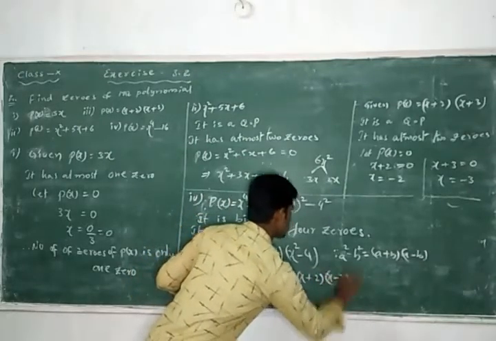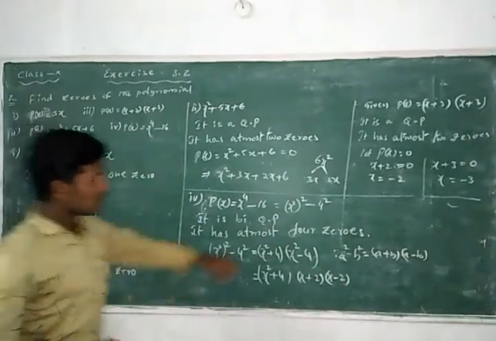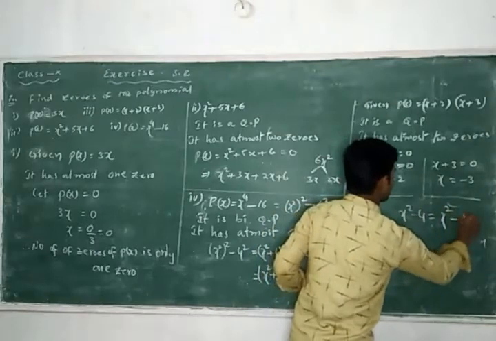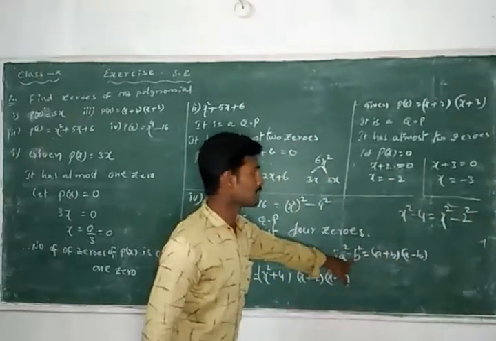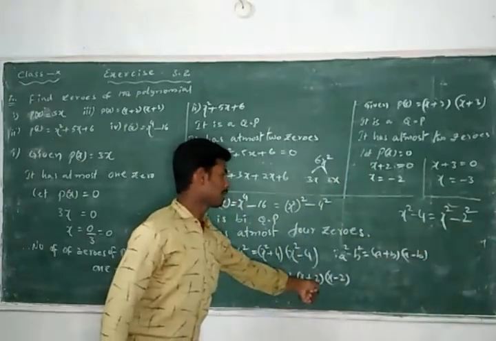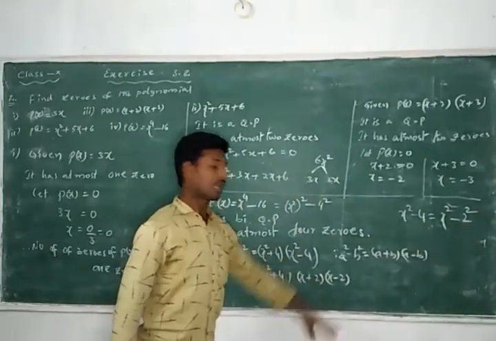Then here again we can write this as x plus 2 and x minus 2. Why are you writing x plus 2 and x minus 2? Here x square minus 4 is equal to x square minus 2 square. Again it becomes a square minus b square. Here a is x, b is 2. That means a plus b and a minus b, that means x plus 2 and x minus 2.